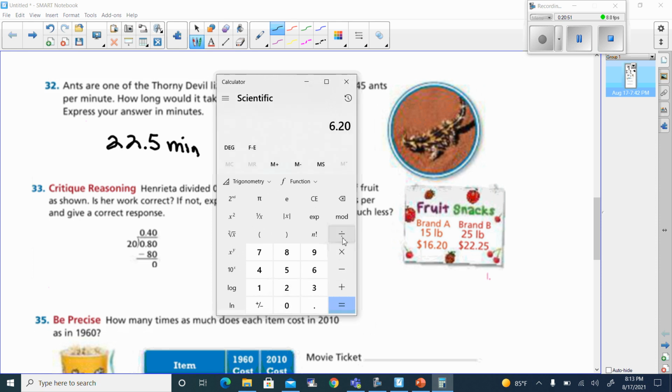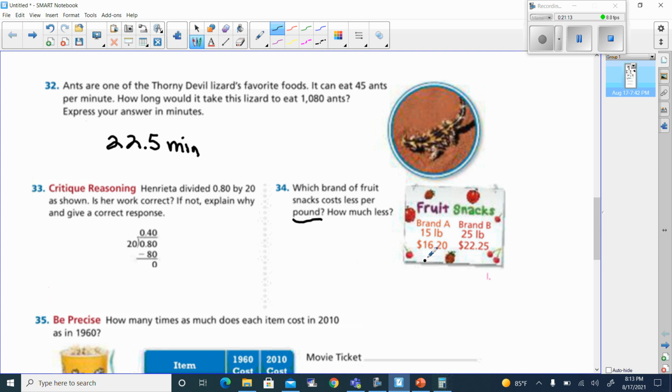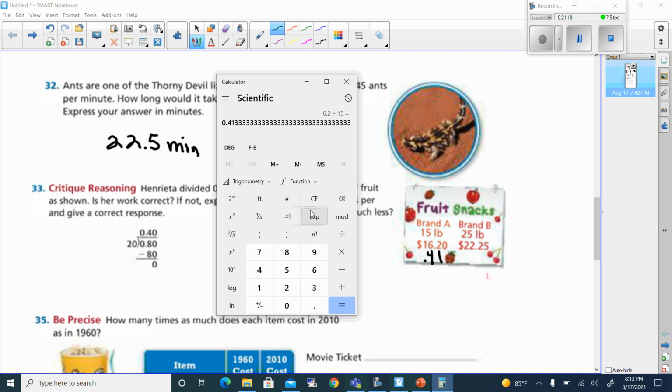16.20 divided by 15. And that's going to give us 0.413 repeating. And as far as the money goes, that's 41 cents. And then 3 repeating. 3 is not bigger than 5. So it's going to average to about 41 cents. Let's try this other one. This one says 22.25, and we're dividing it by 25. And that equals 0.89.